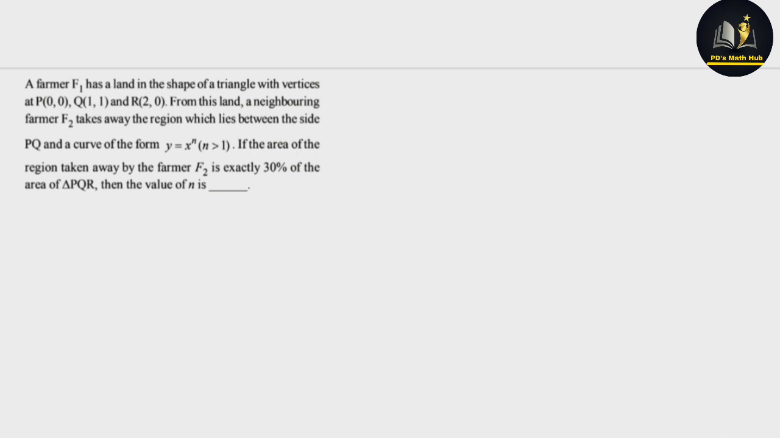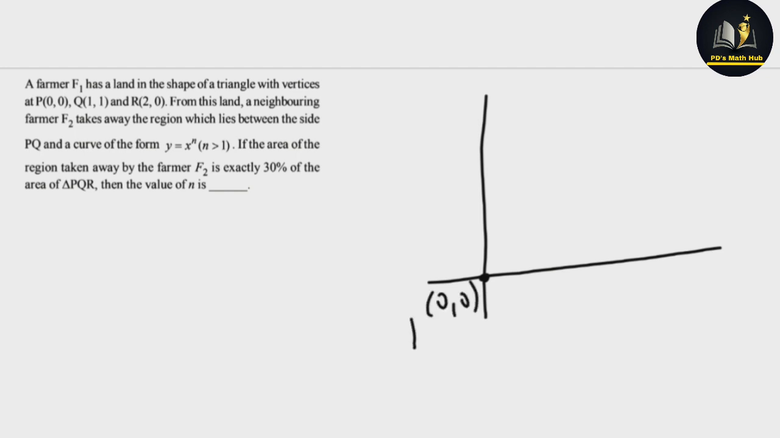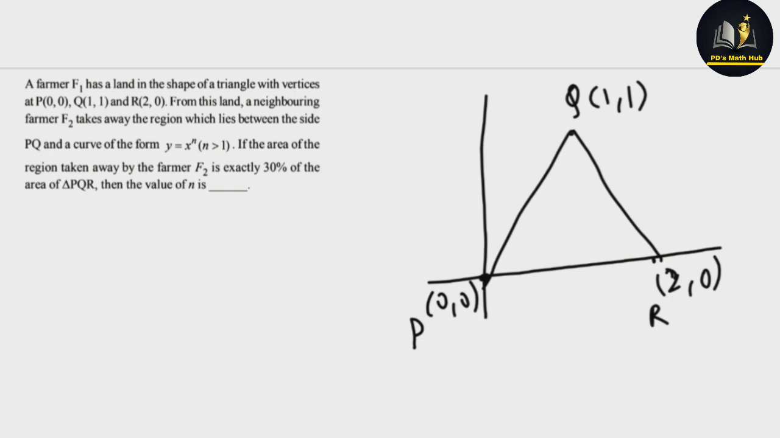The farmer F1 has a land in the shape of a triangle with vertices P, Q, R. So P is (0, 0), Q is (1, 1) and R is (2, 0). First plot those points. This is (0, 0), that is point P, and here will be point R, that is (2, 0), and this will be point Q, that is (1, 1). When you join this, you get a triangle. So this is the land which is in the shape of a triangle.